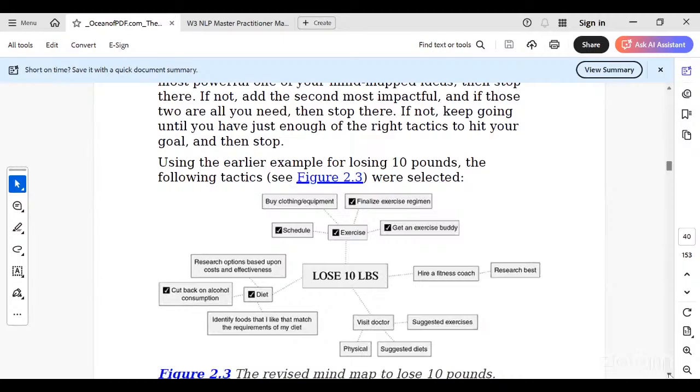Lose 10 pounds: buying clothing equipment, finalizing exercise regimen, scheduling exercise, get an exercise buddy. Again, one more heading is research options based upon cost and effectiveness. So the options are cut back on alcohol consumption, diet, then hire a fitness coach, research best. Identify foods that I like that match the requirements. Visit the doctor for suggested exercises, physical and suggested ideas. So, figure 2.3, the revised mind map to lose 10 pounds.